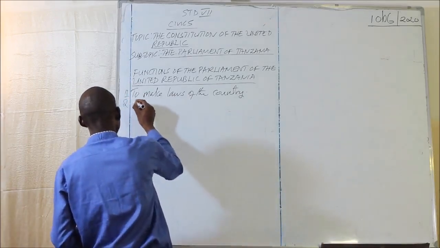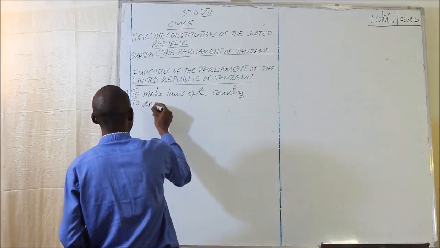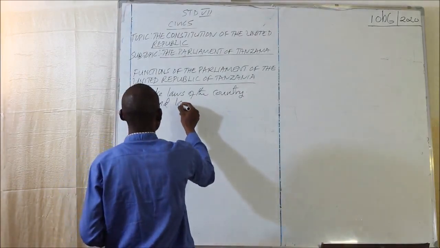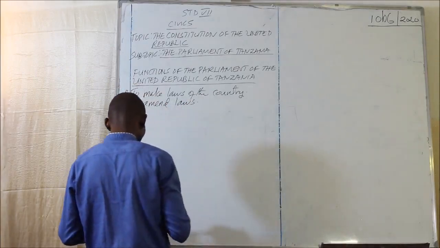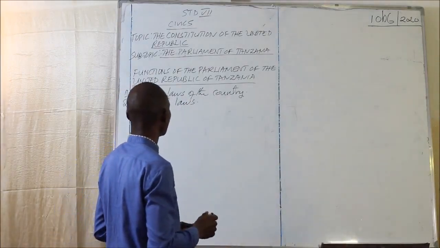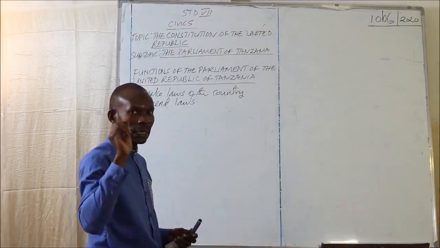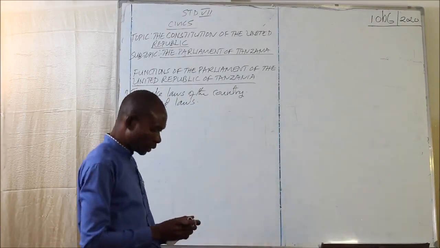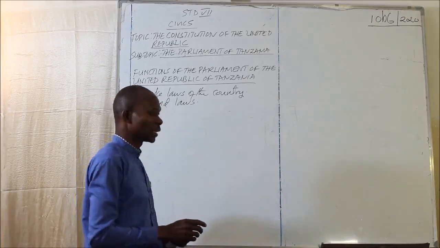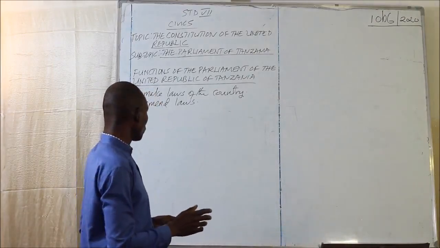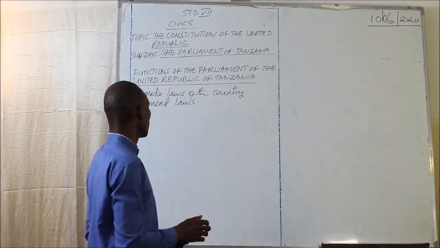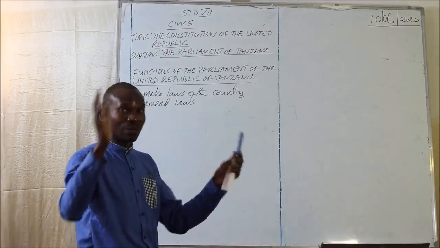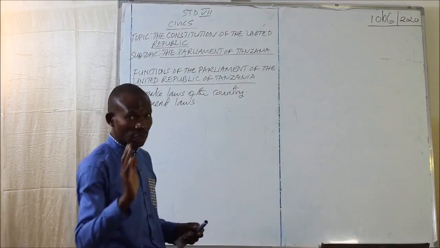Number 2, that is to amend laws. That is the second function of the Parliament of the United Republic, to amend laws. When we say to amend laws, what do we mean? This means making some changes in different laws.